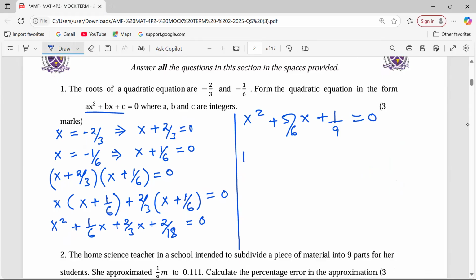Therefore, by 18, this becomes 18x squared plus 5/6 x by 18. 6 will cancel to give us 3, then that becomes 15x. By 18, this becomes 2, equals 0. Now we have the final stage of the equation, and it is in the format which the examiner is demanding. So that's how we are supposed to arrange our equation.